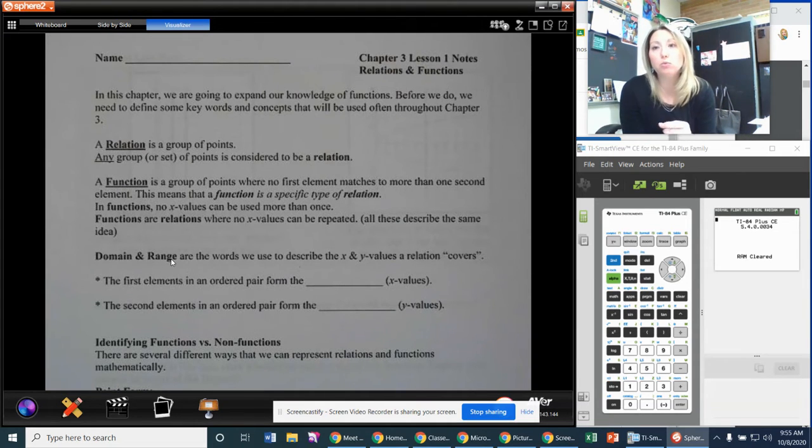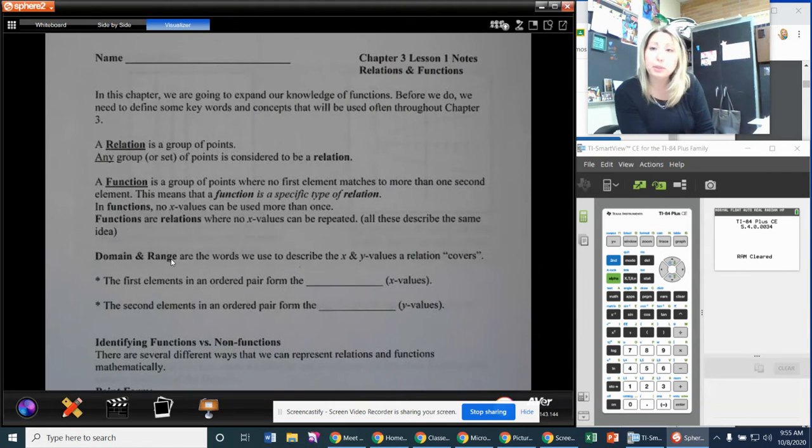That's what's going to be special about a function: your x value in a function will not be used more than once. So all functions are relations. Not all relations are functions. And that's what we're going to go through. The easier way to describe everything will be if it's a function or not a function. And that's how I will do things as we move forward.